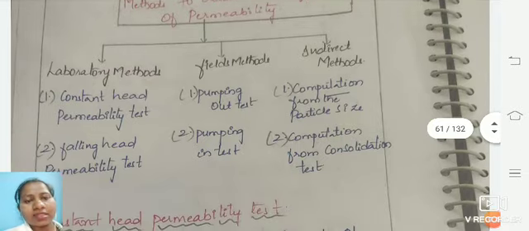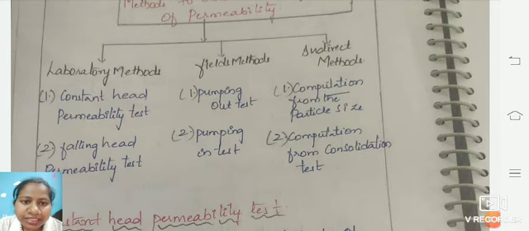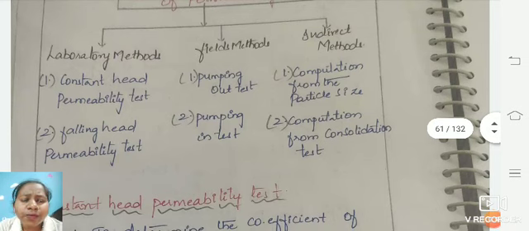and indirect methods. Coming to the laboratory tests, we have the constant head permeability test and the falling head permeability test. For the field methods, you have the pumping out test and the pumping in test. For the indirect methods, you have computation from particle size, whatever the particle size taken into consideration, and computation from the consolidation test.